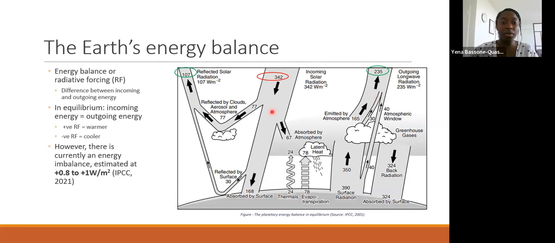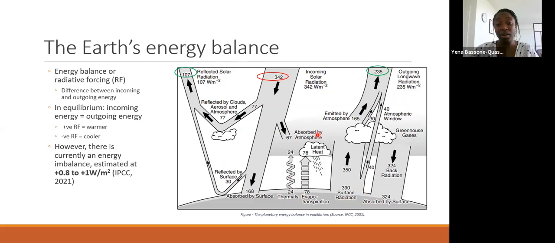So in the incoming energy, part of it is reflected by clouds and aerosols in the atmosphere, but another part of it is reflected by the surface, which, as I mentioned earlier, the ice sheets play a huge role in because of their reflectivity. And so the total percentage that is directly reflected back to space is about 30% of the incoming solar energy. The rest is split between being absorbed by the surface and being absorbed by the atmosphere. And so that's the dynamic in the incoming solar energy.